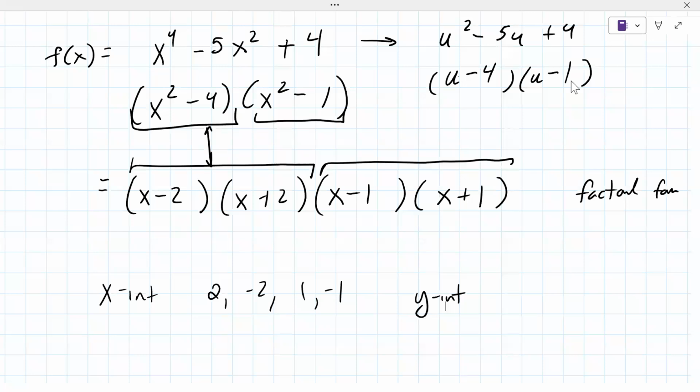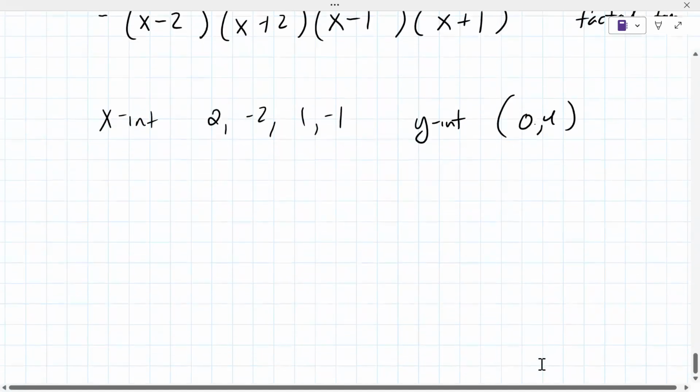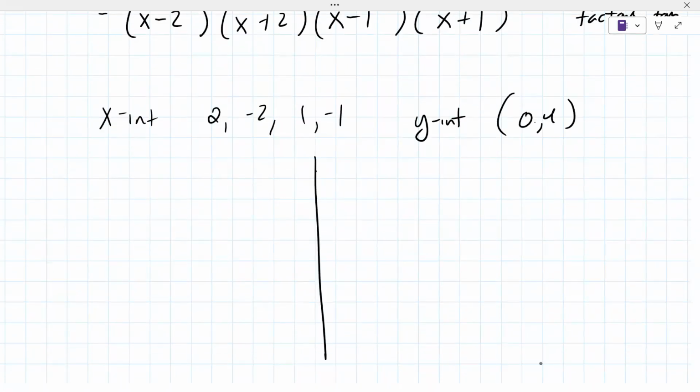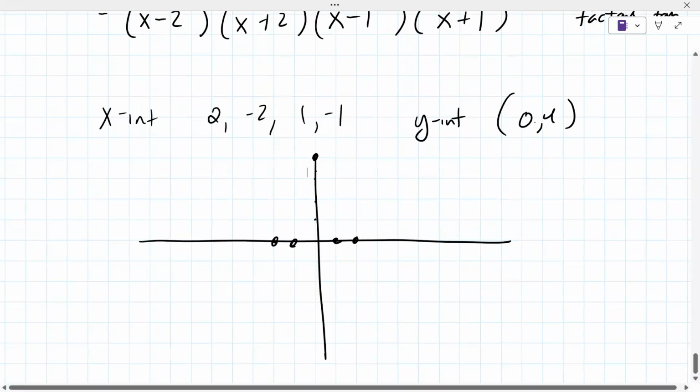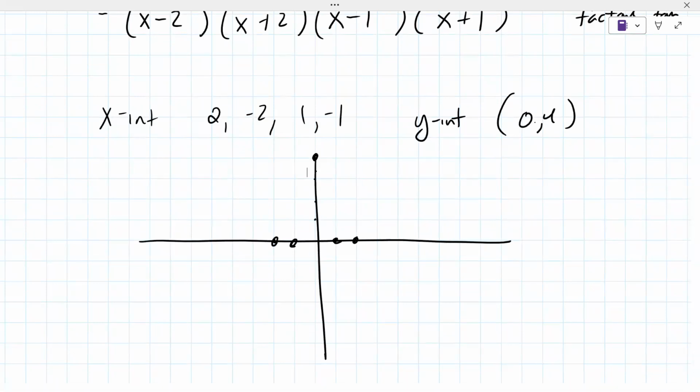Sorry, +4. Yes, 0, 4. Good job. You can graph these. -2, -1, 1 and 2, 0, 4. But you still need to know the degree and the leading coefficient.